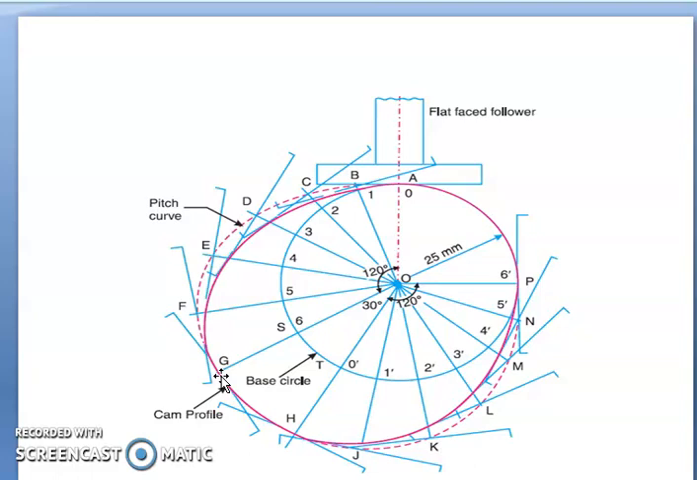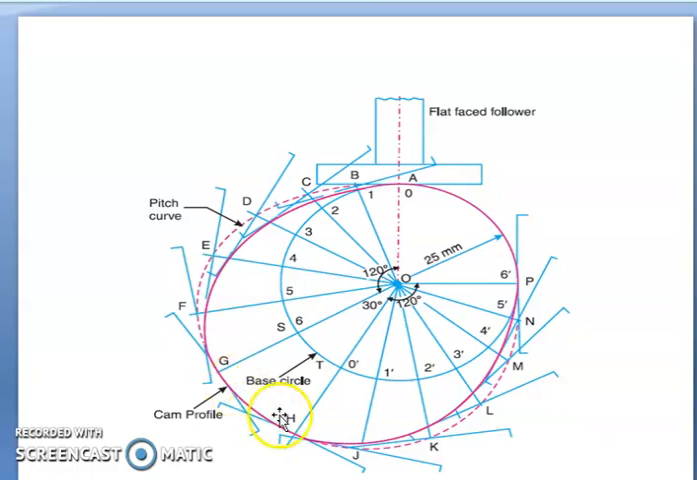Now to trace the cam profile, we draw a line such that it touches the underside of the follower, or you can say it is tangential to the follower. That will give the profile. Now if you join lines through all the points A, B, C, D, E, F, G, that will give the pitch curve, which is the line traced by the tracing point.